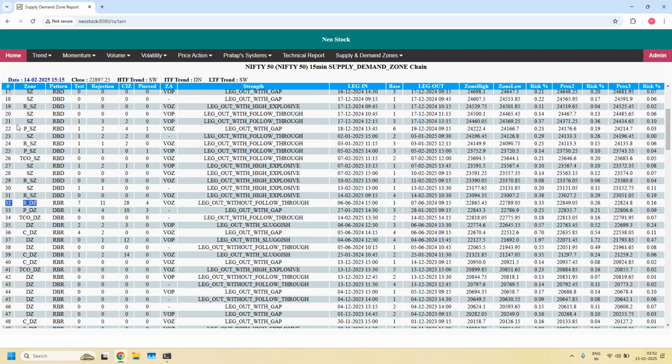Okay. All the above are supply zones and below are the demand zones, and 31 and 32 are the nearest demand and supply zones to the current closing price, and both are high liquidity zones. But 32 is a pierced zone, 4 times it is pierced. Okay, next.